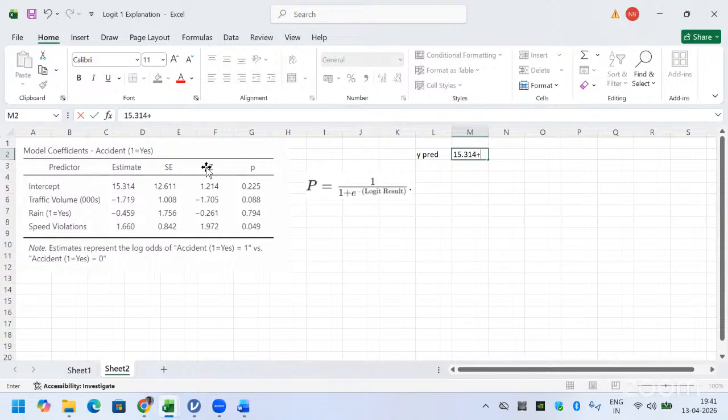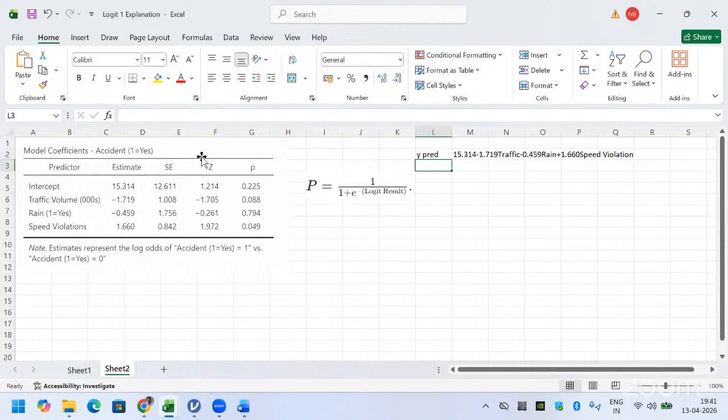so all are minuses only here. I'll take traffic volume as minus 1.719 into traffic, minus 0.459 into rain, plus 1.660 into speed violation. Okay, so this is my basic equation.